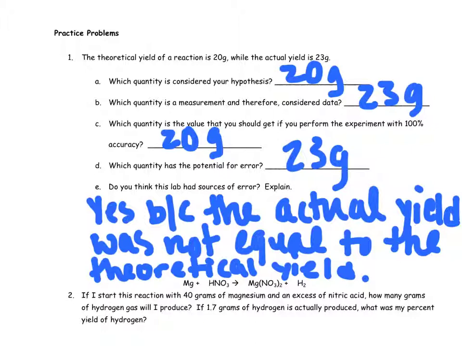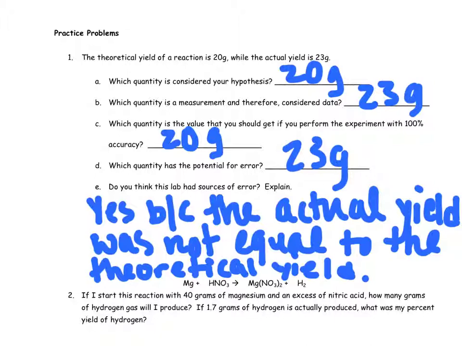But if you did try them, here are the answers, and let's just make sure you understand that your hypothesis is based on the math, is based on the law of conservation of mass, so that's your theoretical yield. Okay, here's what I should get. And then part B asks, which is a measurement, which means it's data, right? It's data within your lab. You're going to measure the actual yield. You're going to do your whole reaction and then actually measure the product. Part C. Oh, if I carried my procedure out to 100% accuracy, then I should get what I expected to get, which is the 20 grams.